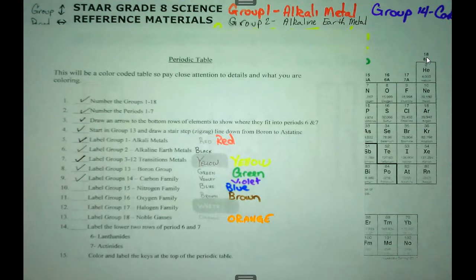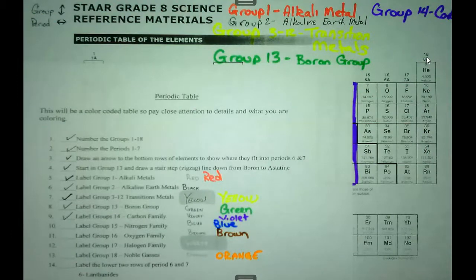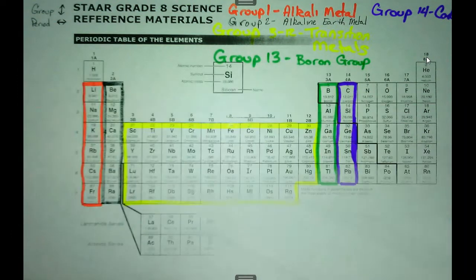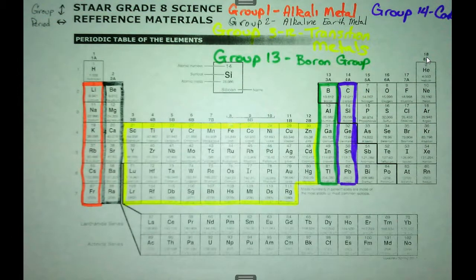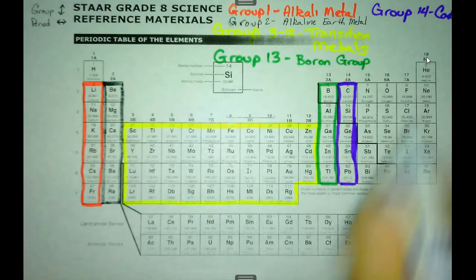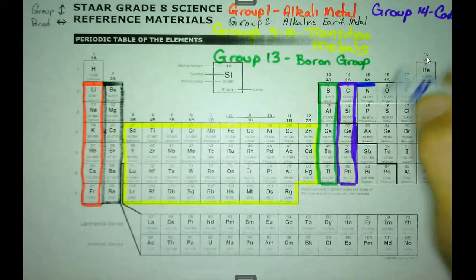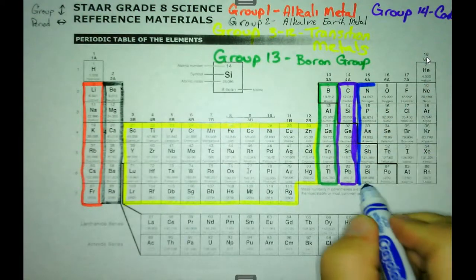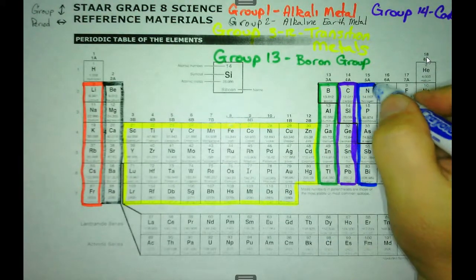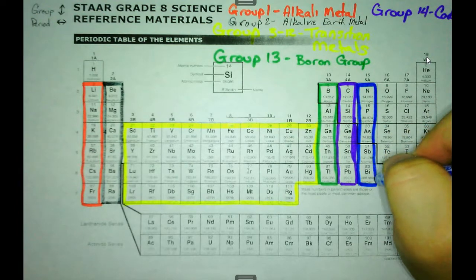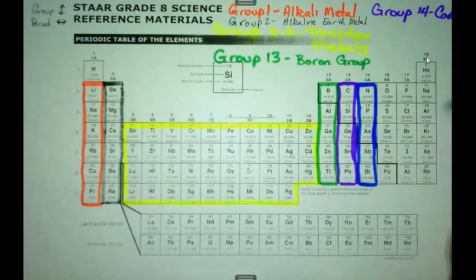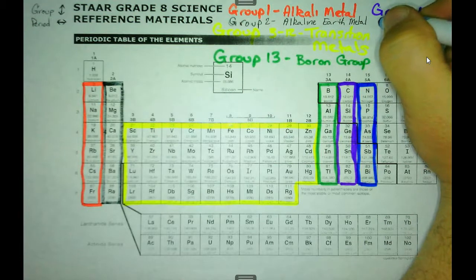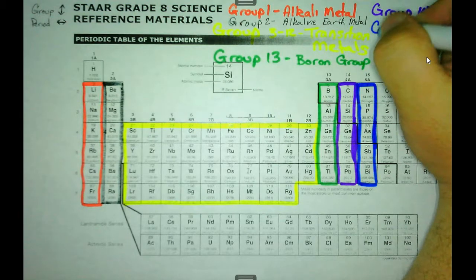Next up, we have the nitrogen family. This is group number 15. And we are going to color the nitrogen family in blue. All right. So group number 15 right here in blue. Look at this. Whoa, buddy. Right there. Oh, that's so pretty. Right there in blue. Group 15. Nitrogen family.